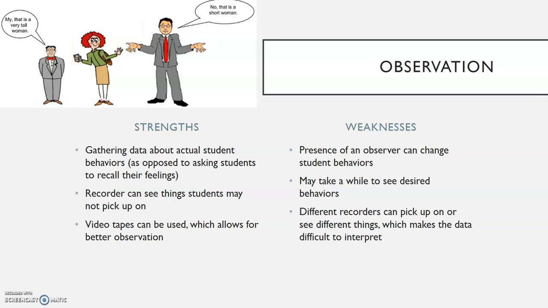Also, different recorders can pick up or see different things, which can make the data difficult to interpret. So what you might be seeing in your classroom, if you, for example, are observing students solving word problems and you write down what you're seeing and how they're solving them, a teacher in the classroom next door could be seeing completely different things, which would not be cohesive and it would be difficult to interpret. I have that kind of illustrated in the comic up on the top left, where these two men are seeing very different things because their perspectives are different.